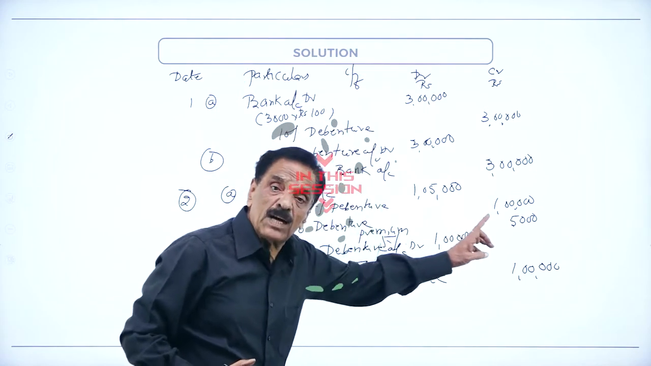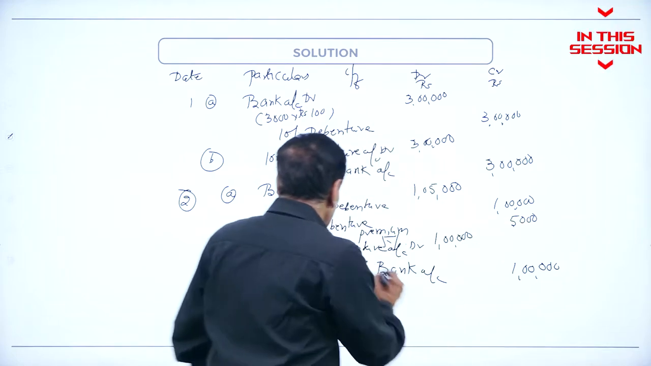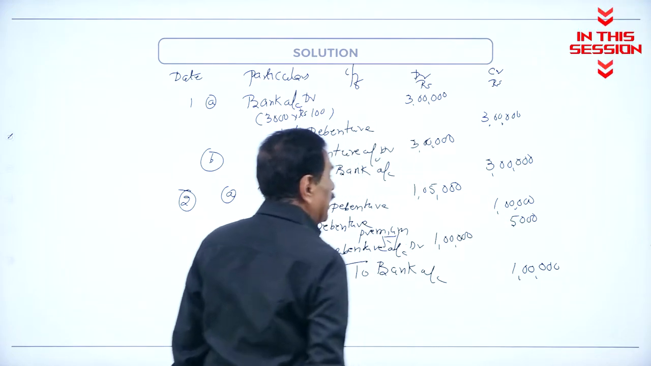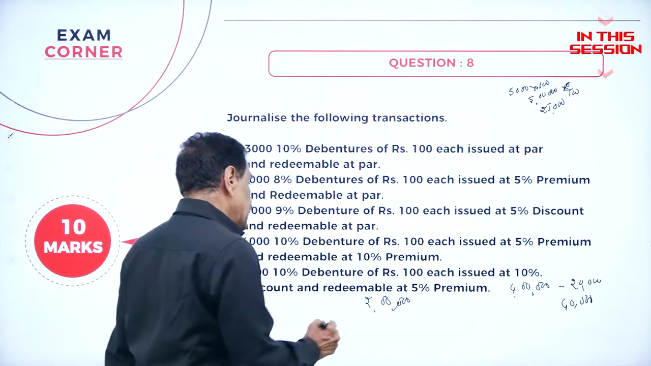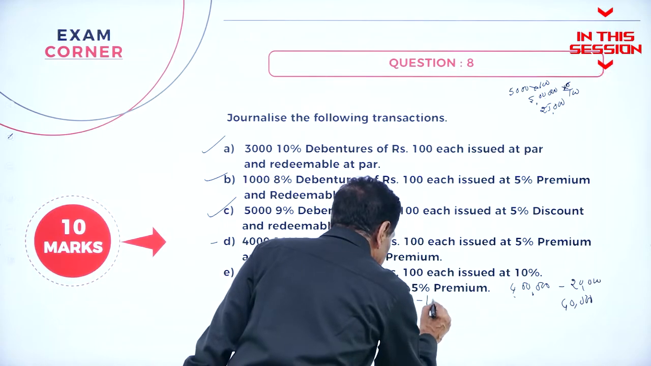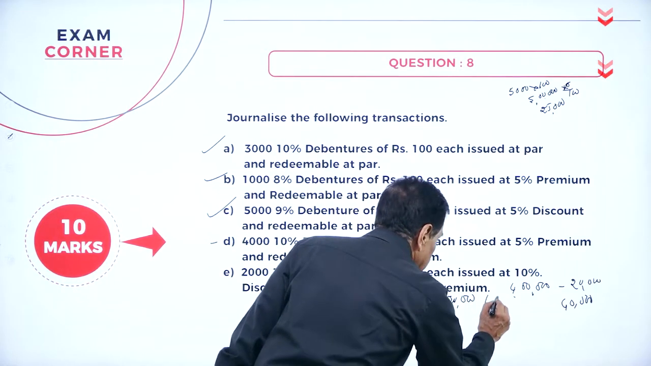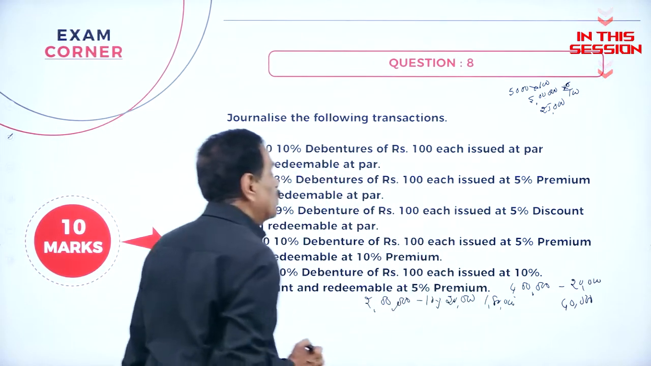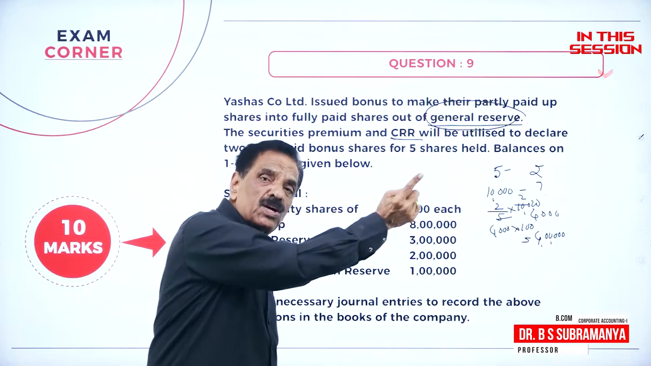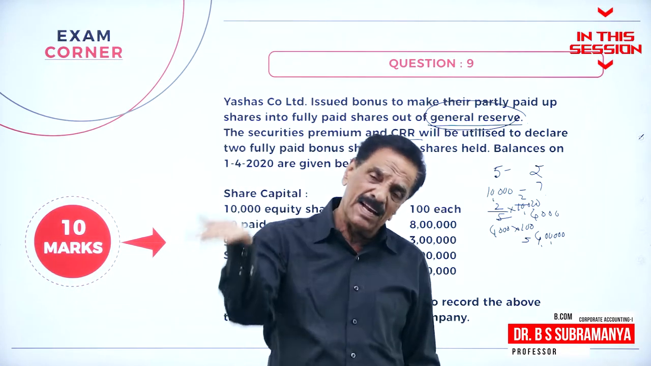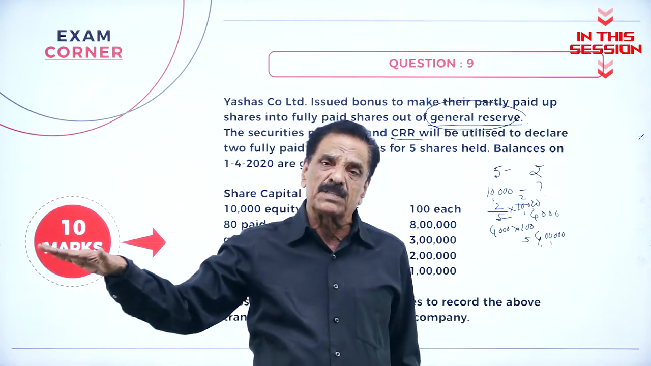Bank account debit 1,05,000, to 8% debenture 1 lakh, to debenture premium 5,000. This is 1,05,000. Issued at a 10% discount, 10% discount means 20,000 gone. How much are you receiving? 1,80,000 you are receiving. General reserve account debit 1 lakh, bonus to shareholders account 4 lakh. Then the last entry, bonus to shareholders account debit to equity share capital account.